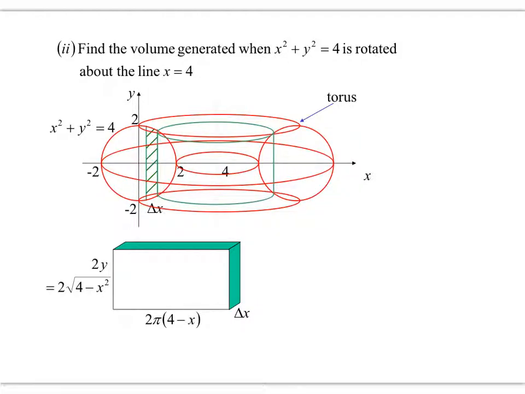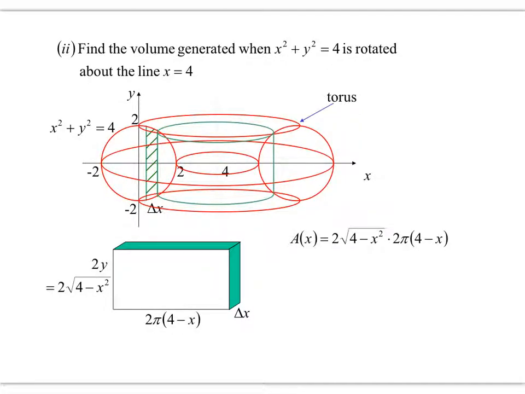And then 2 pi r is the circumference, and the radius is 4 take away the x value. So the radius is from this part here to this part here, which we know this distance is 4 units, and then we're just taking x away. So that's why we have 4 take away x as the radius, because if you take the strip here, that x value is different. It's still 4 take away x as the radius.